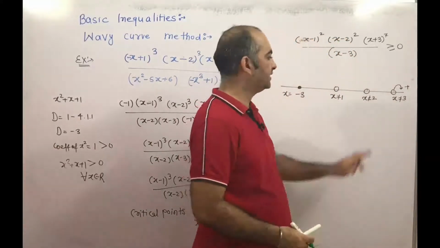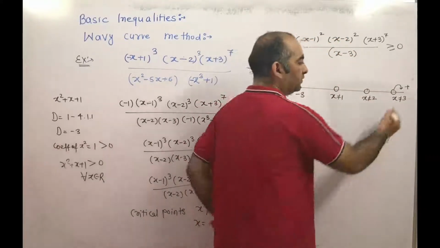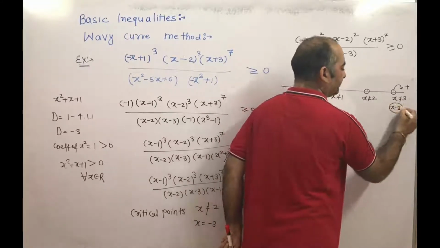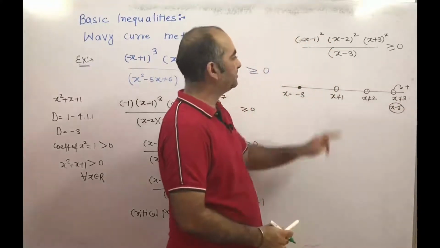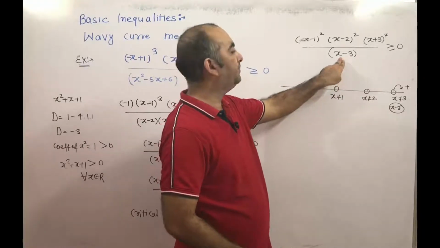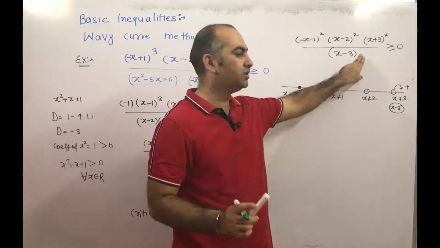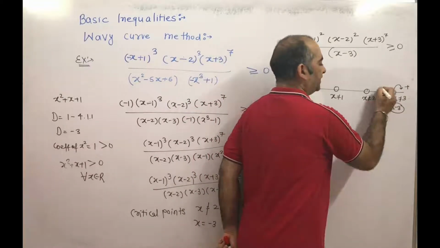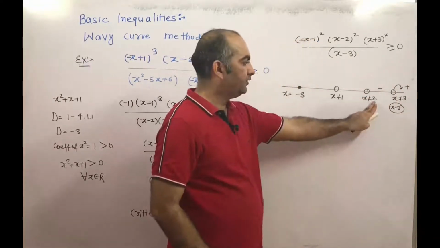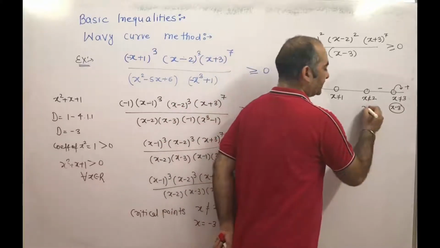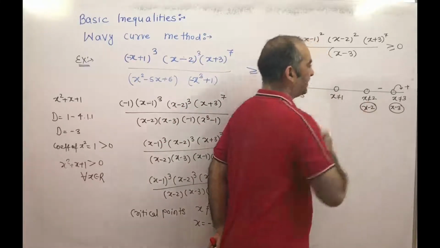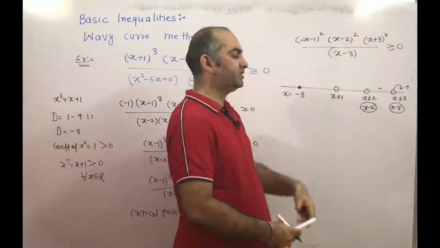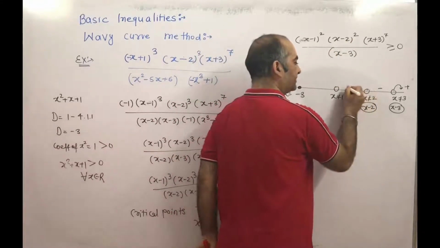Next, this side. If you take 3 this side, x minus 3 factor we will check. The power is 1, which is odd, so we have to change the sign. This side, negative sign will come. Now for the next side, you check the x minus 2 factor. The power is 2, which is even, so the same sign will come. So this is negative, the same sign repeats.